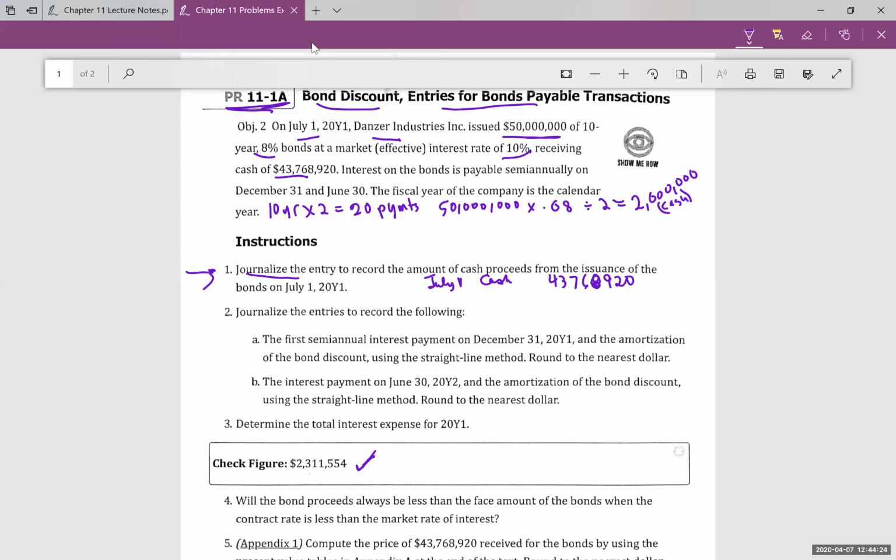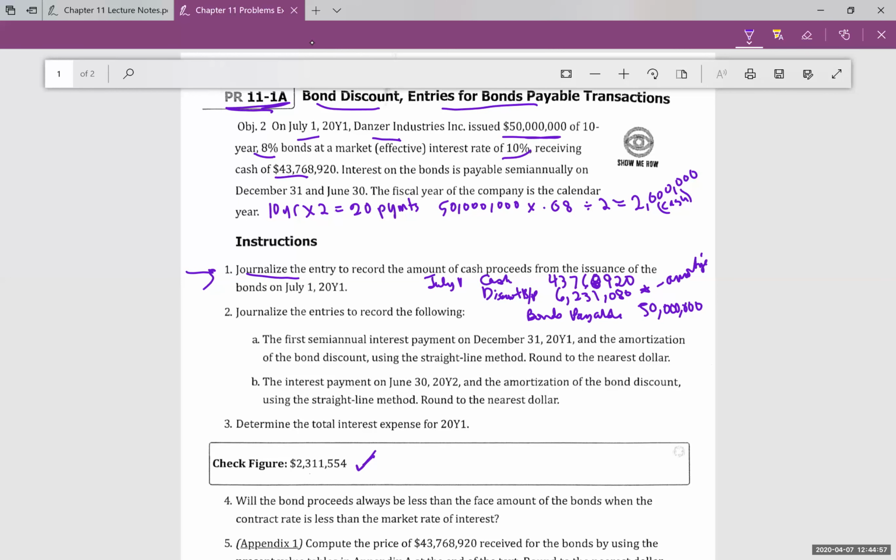These were sold at a discount. So remember, a discount, bonds payable. I'll get you that amount in a minute. And then we're going to credit bonds payable because the total amount due is the face amount of the 50 million. These were sold at a pretty big discount. So subtracting those two numbers, we have 6,231,080. Okay, I'm going to star that because we will amortize that.